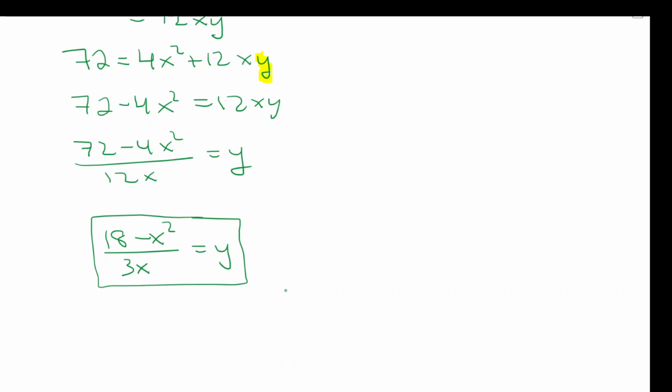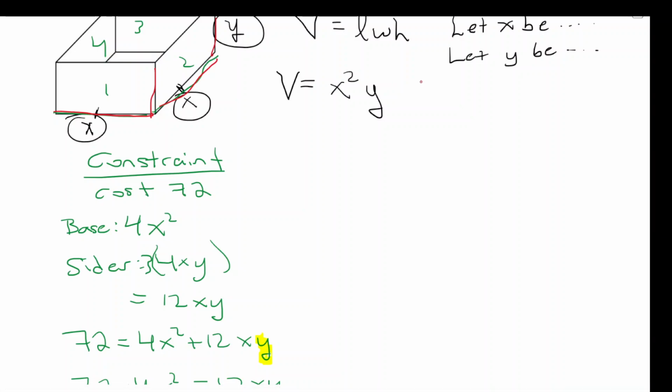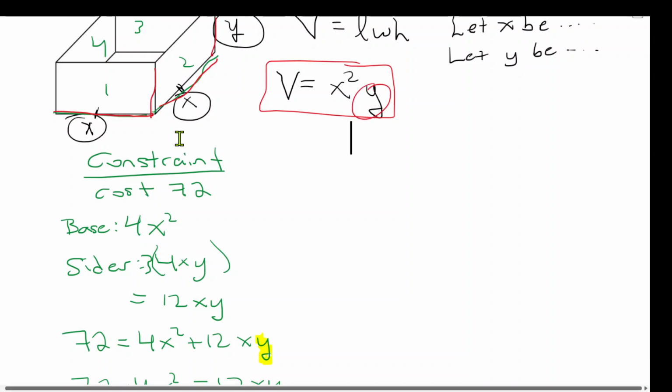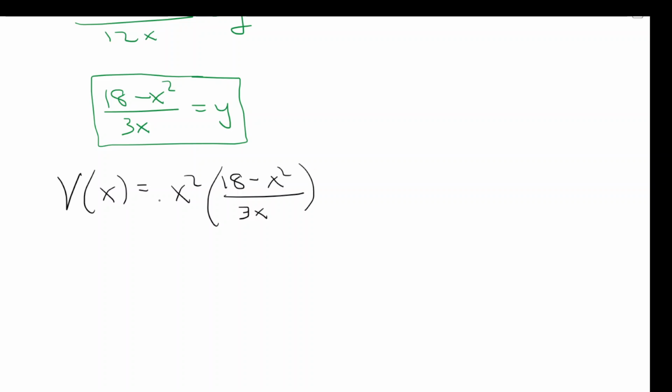And because I have my constraint equation, I can go up and replace the y in my volume equation with that constraint equation. So volume as a function of x will now be x squared times y. Oops, sorry, that's just an x. So I'm just substituting in the constraint equation for the y value. And this again gives me a function: volume is a function of x.